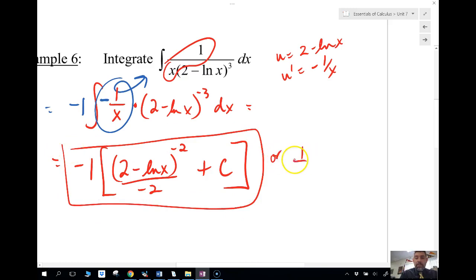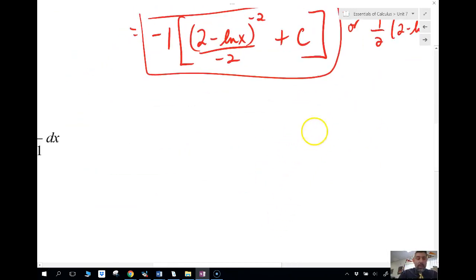If you really want to, you can say this is 1/2 times 2 minus ln x to the negative 2 plus c. It's okay. That one looks fine. All right, let's go to the last one.